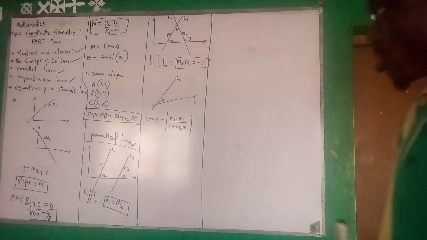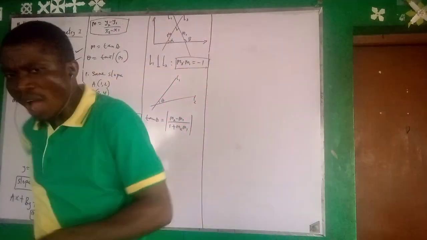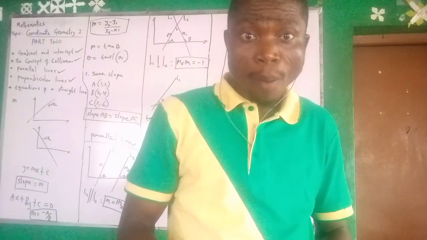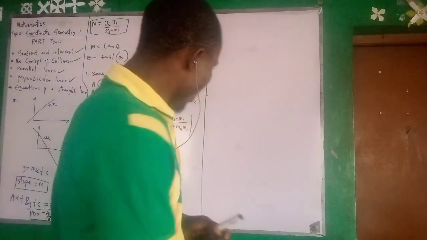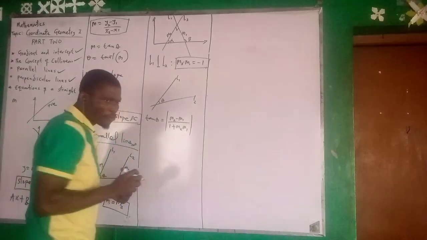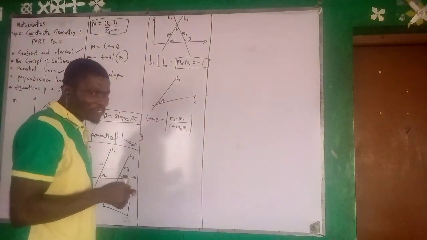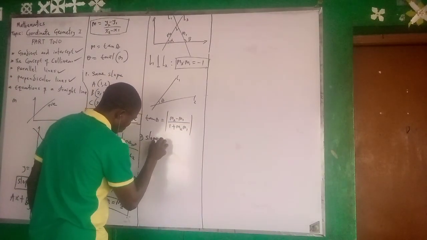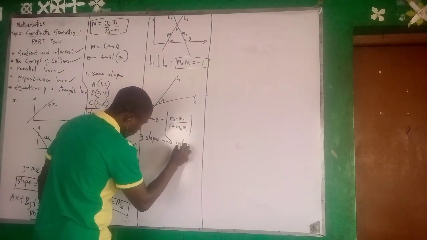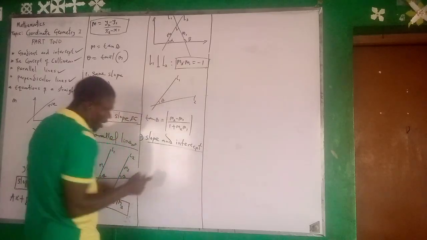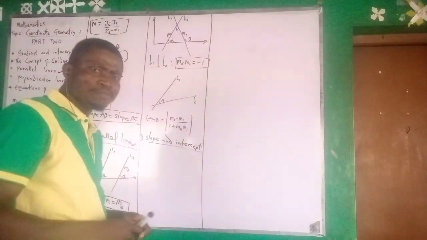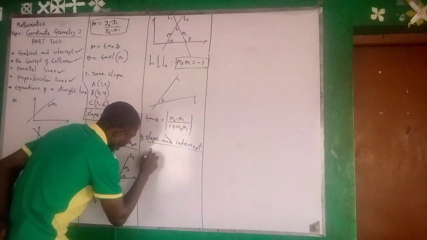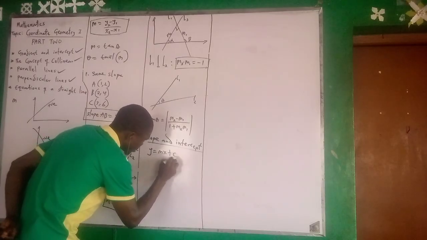Now the next one is equation of a straight line. Jamb will ask you to find the equation of a straight line. There are many formulas I'm going to use to get that, but it depends on the data given to you. For instance, if Jamb gives you a slope and intercept, and I ask you to find the equation of the straight line, the formula becomes y equal to mx plus c.